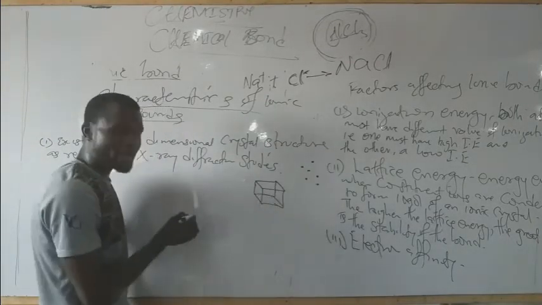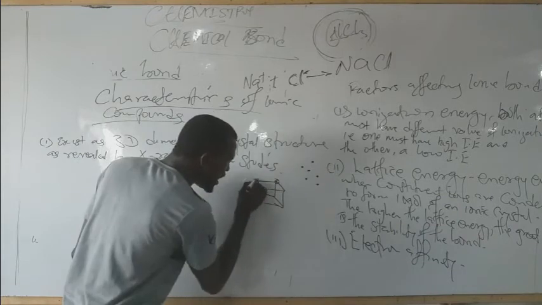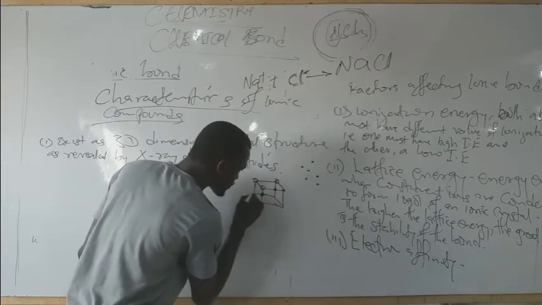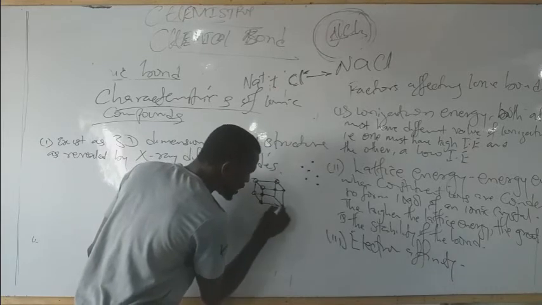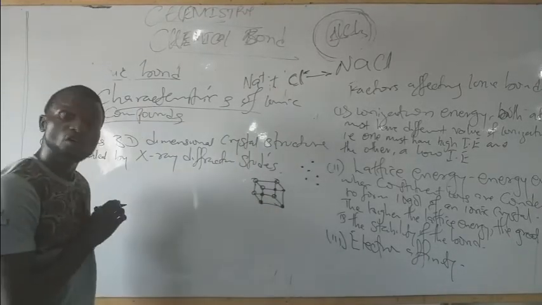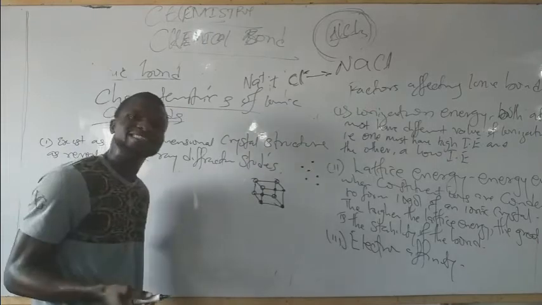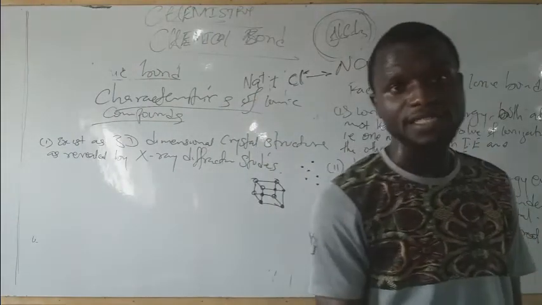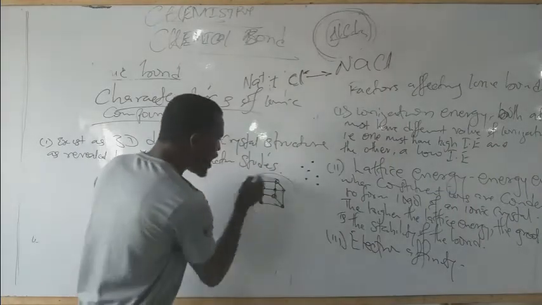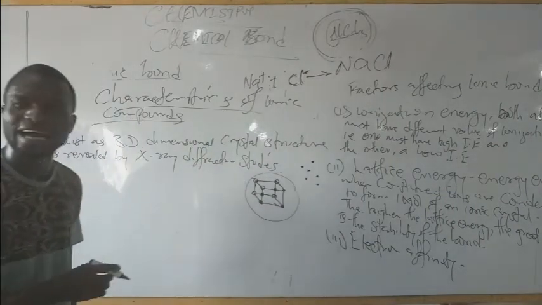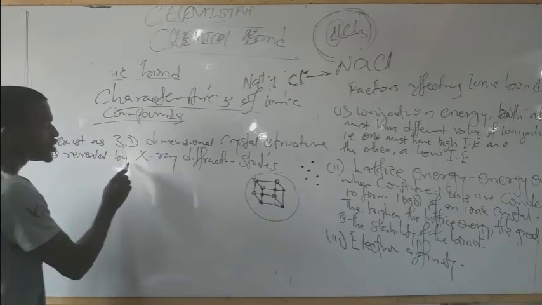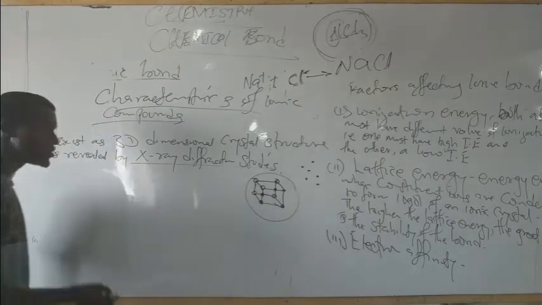But when examined under a microscope, it tends to have a three-dimensional structure like this. When we say three-dimensional structure, it means it has length, breadth, and depth, or height. So in that case, every ionic compound exists as a three-dimensional crystal structure, and that can only be revealed by X-ray diffraction studies.